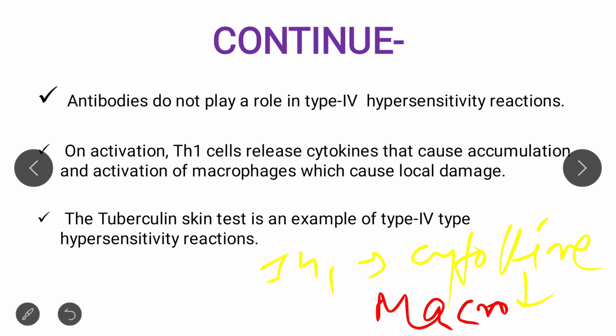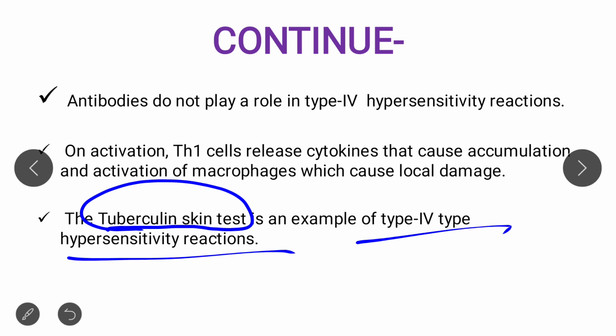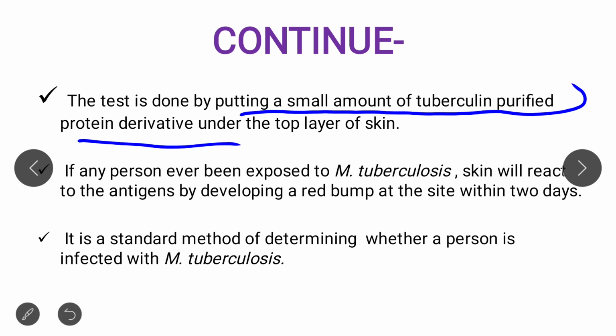Question may be asked from this: which is the best example of type 4 hypersensitivity? So the answer will be the tuberculin test. Tuberculin test is an example of type 4 hypersensitivity. So now look at this tuberculin test. What is the tuberculin test? This test is done by putting a small amount of tuberculin purified protein derivative, means a protein derived from the tuberculin, on the layer of skin. Suppose this is a layer of skin.